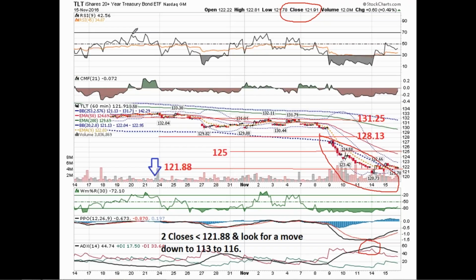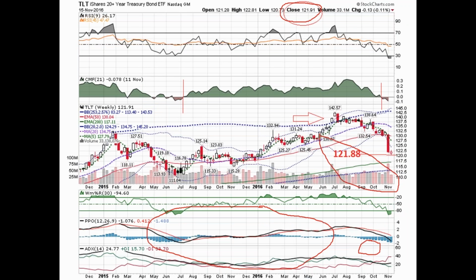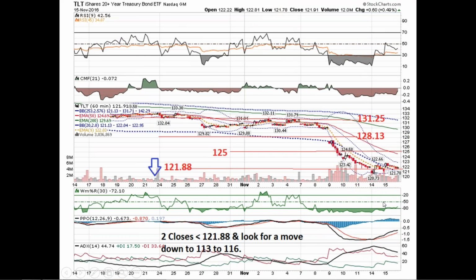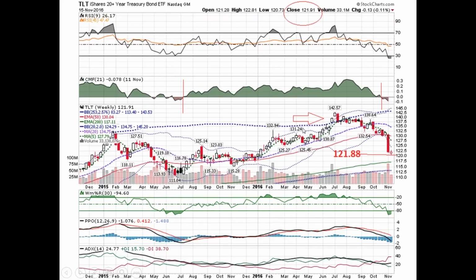So what we're looking for with the TLT is this, and this is the big concern right now. If we had two closes under 121.88, I'd be looking for a move down to the 113, possibly 116 area. So it'd be a pretty strong move to a tremendously oversold condition. However, as you can see here, we've got a short-term oversold condition. So the anticipation is we'll get a bounce here, which appears to be happening.